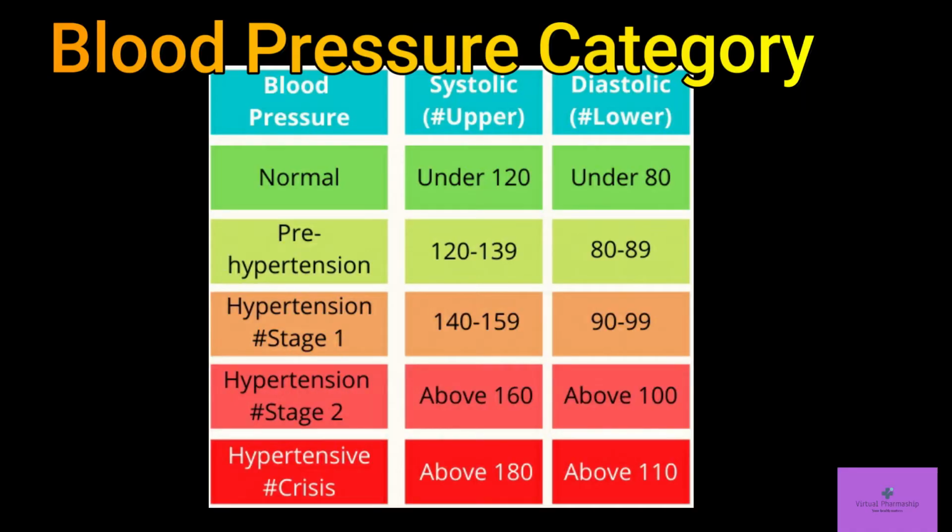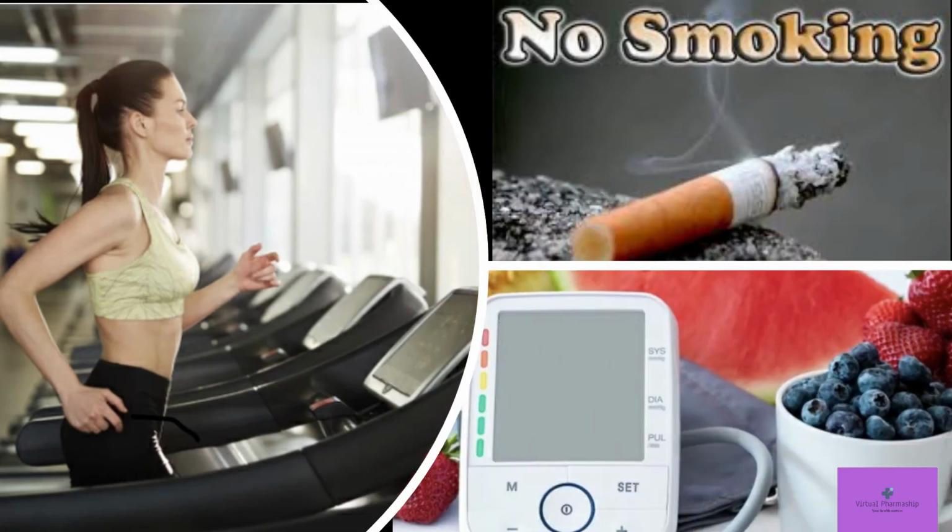In the pre-hypertension stage, there is a high risk of developing hypertension. No medication required at this stage. Lifestyle changes are required: weight loss, dietary approaches to stop hypertension, sodium restriction, physical activity, and smoking cessation.